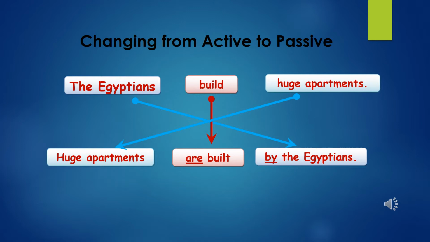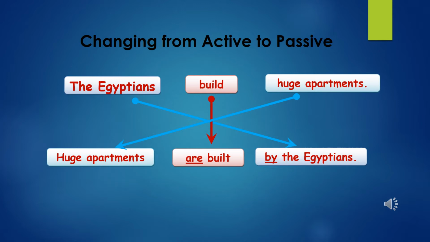How do we form the passive voice? The Egyptians build huge apartments. This is the active sentence. Okay, let's change it into passive. That's what we do. We cross the object. It becomes the subject of the sentence, huge apartments, and build here the verb in the present tense. We add to it verb to be in the present tense plus PP. So huge apartments, it's plural, are built by the Egyptians.